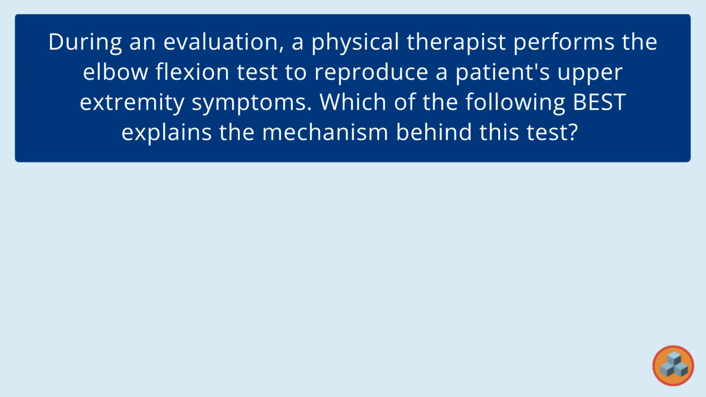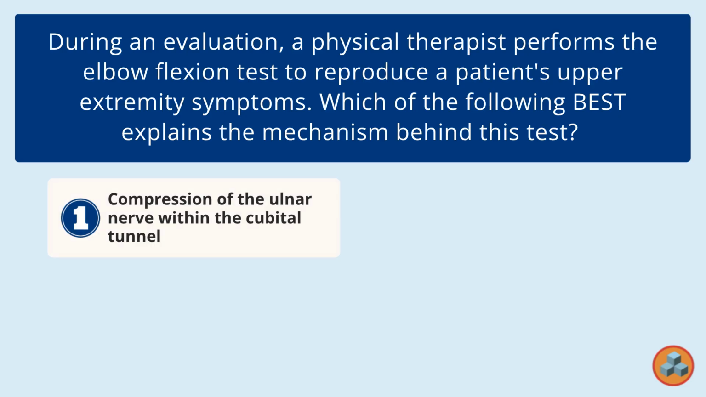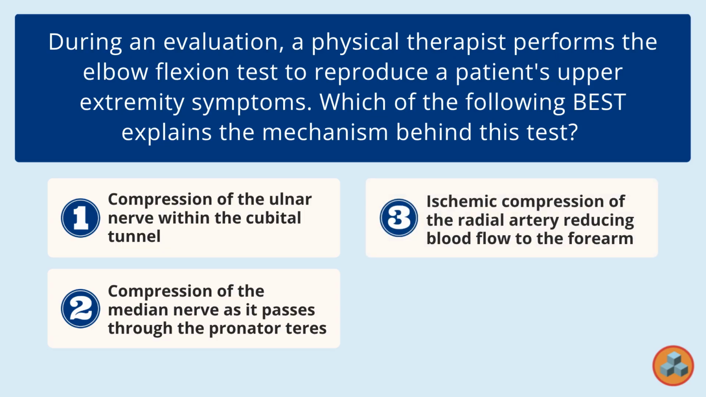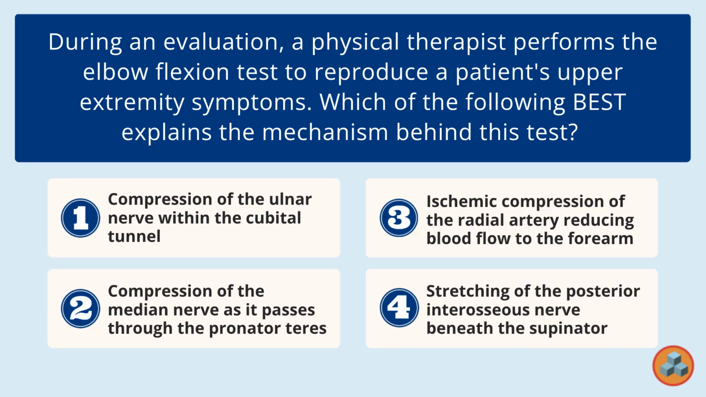During an evaluation, a physical therapist performs the elbow flexion test to reproduce a patient's upper extremity symptoms. Which of the following best explains the mechanism behind this test? Option 1, compression of the ulnar nerve within the cubital tunnel. Option 2, compression of the median nerve as it passes through the pronator teres. Option 3, ischemic compression of the radial artery reducing blood flow to the forearm. Option 4, stretching of the posterior interosseous nerve beneath the supinator.